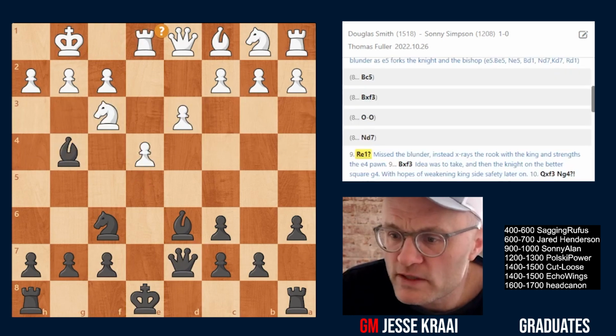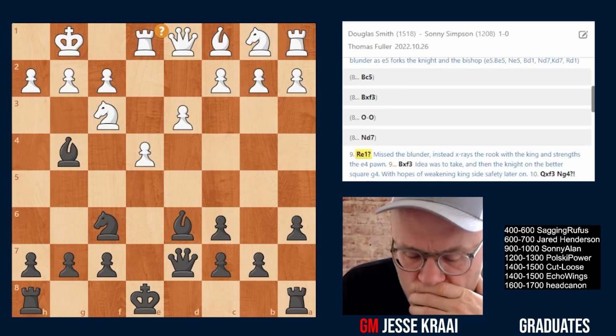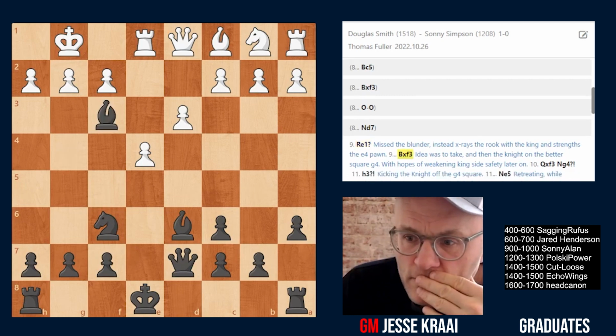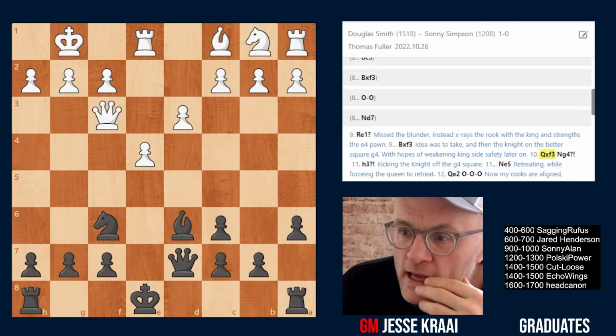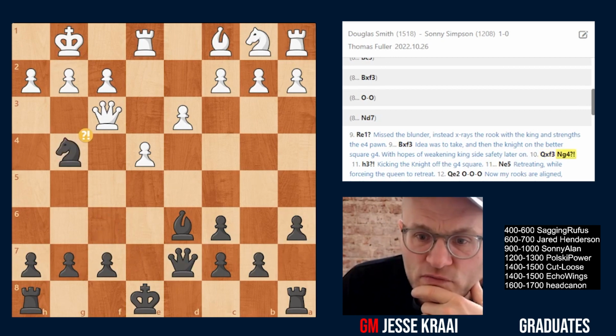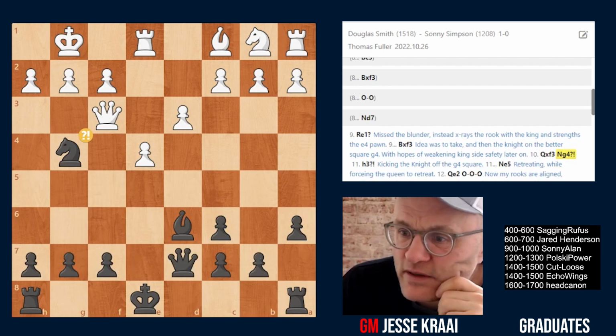All right, so here we go. Rook e1. Good move. I mean, obviously, e5 was better. And I don't know what you're going to do unless you play a move like knight g4. So knight g4 in and of itself can't be all that bad.